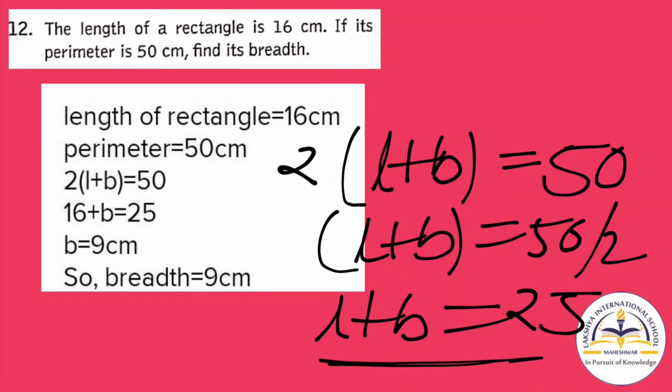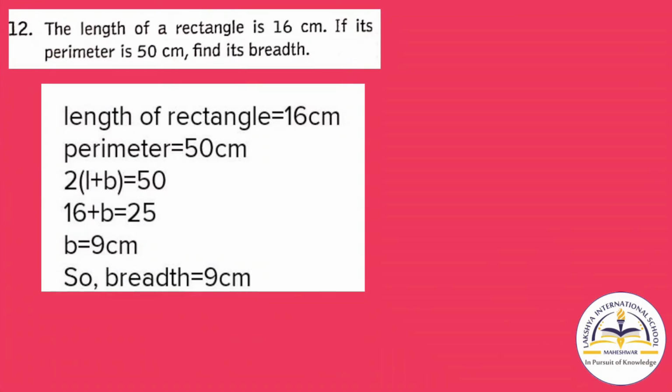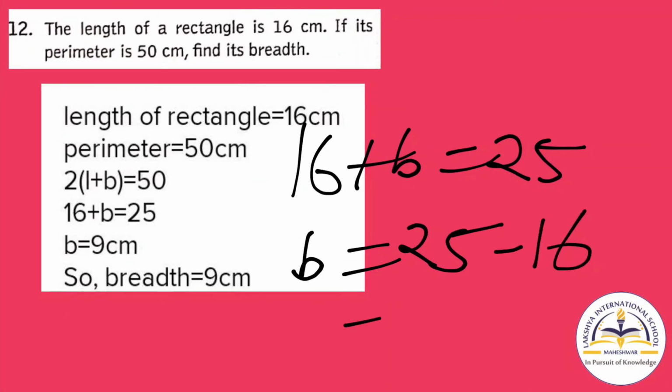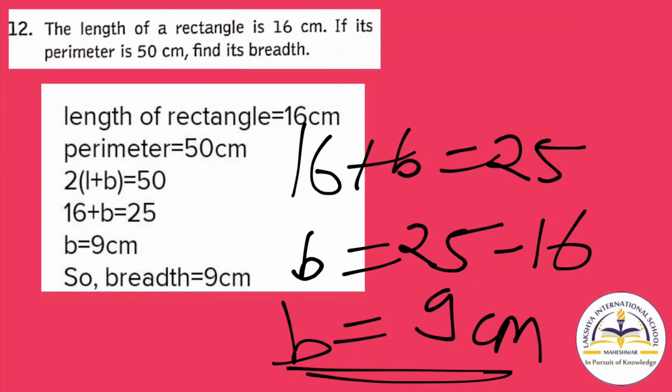Now L plus b equals 25. Now what is the value of L? It is given in the question, that is 16. So we can write 16 plus b equals 25. So b equals 25 minus 16. It means 9 in centimeter. This will be the breadth.